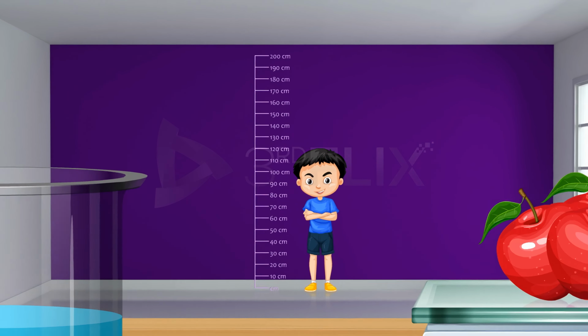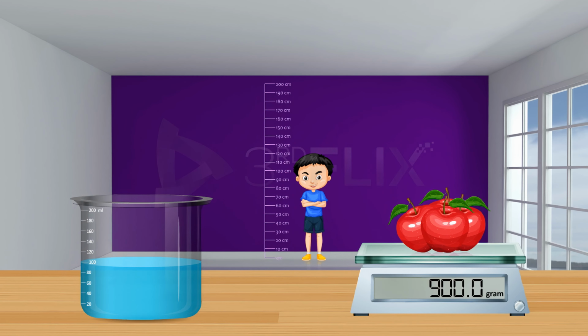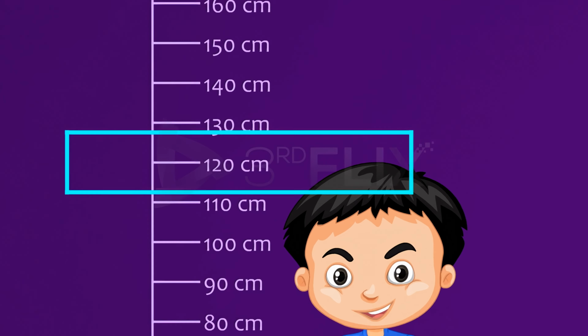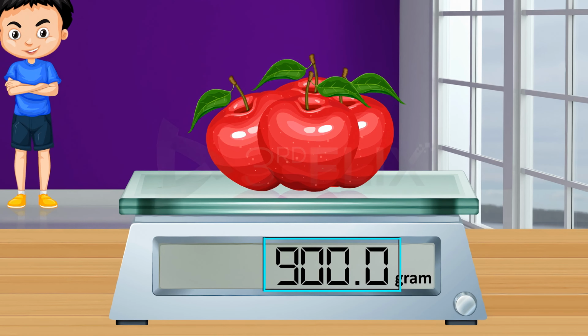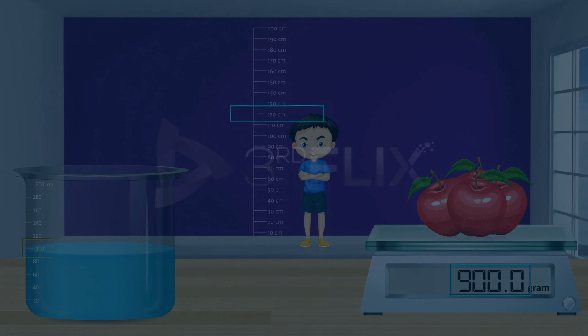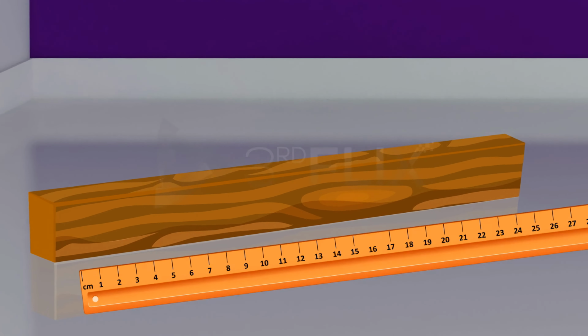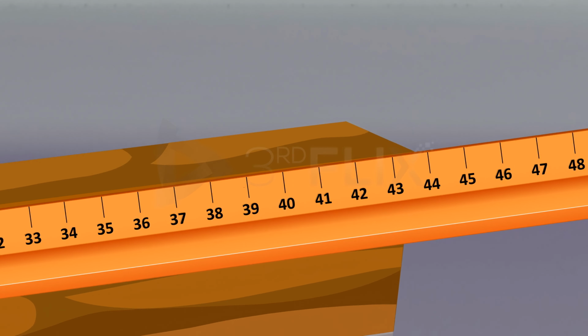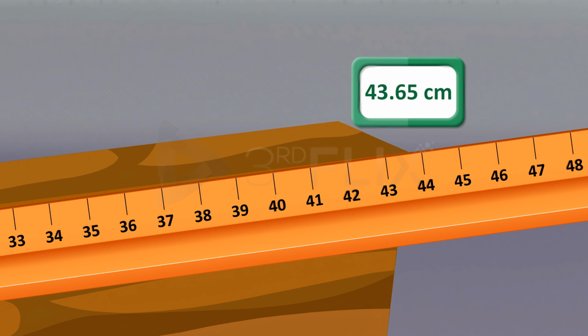We come across many measurements in our daily life. A measurement is expressed in the form of a real number. Suppose we have expressed the length of a piece of wood as 43.65 centimeters.